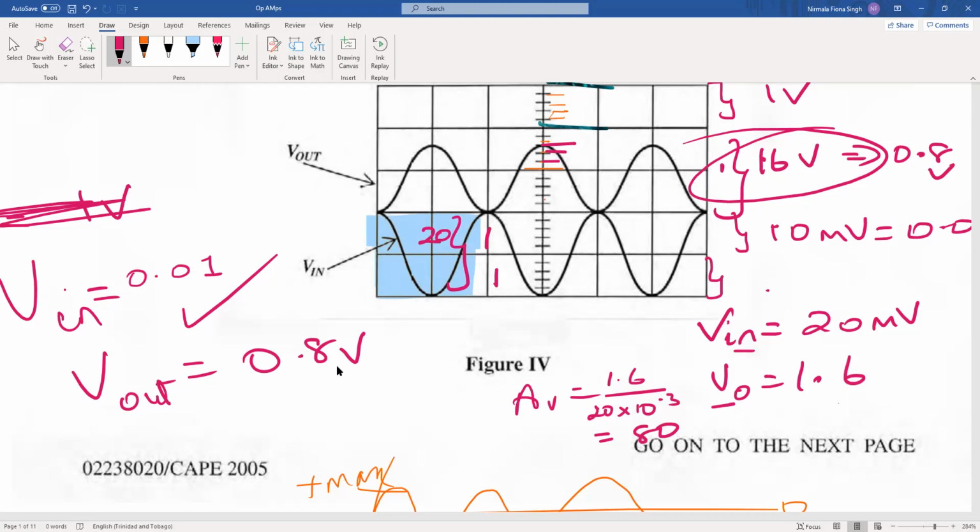Anybody working it out? That's 1.6 divided by 20 to the minus 3. Well, moving on.